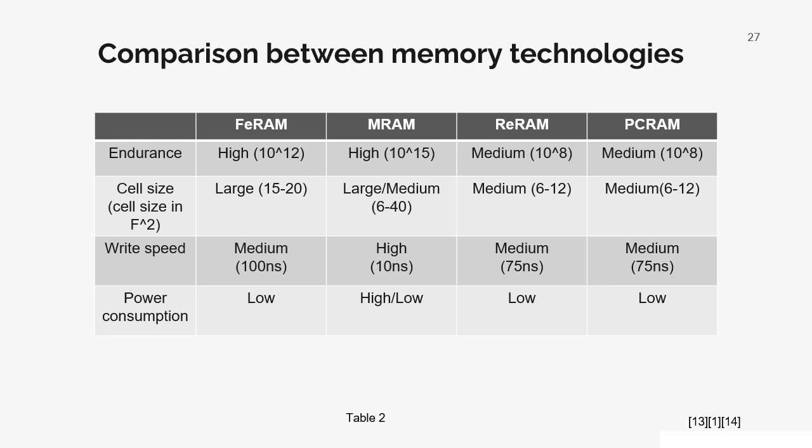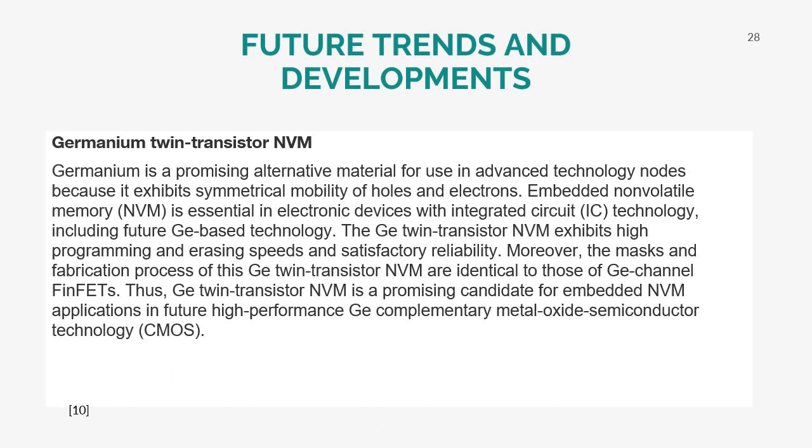And the write speed of FRAM is 100 nanoseconds. In MRAM it is 10 nanoseconds. In RRAM it is 75 nanoseconds, and PC RAM is 75 nanoseconds. The power consumption is comparatively low in FRAM, but in MRAM it is high, high or low according to the application level, and the resistive RAM is low, and the power consumption of PC RAM is comparatively low.